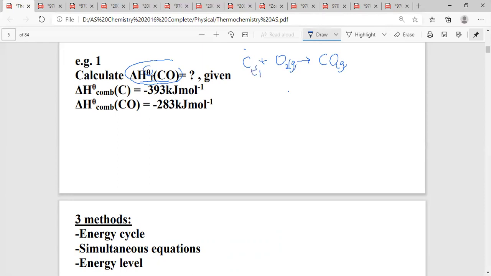Is it balanced? No, I put half here. Okay, so now this is called your standard heat of formation of carbon monoxide. I want to find what this value is. So I'm given these two things here.